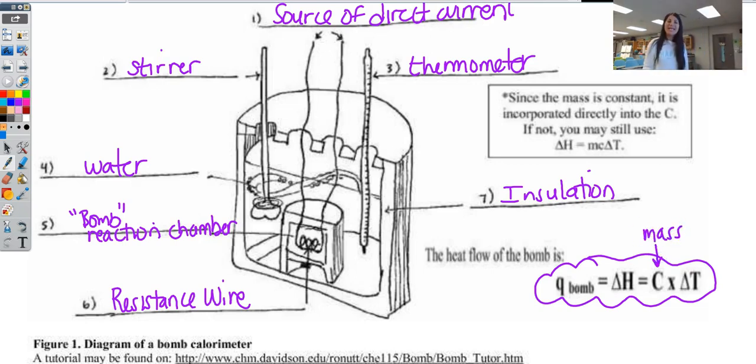And the C is actually the heat capacity. So the mass is incorporated right in with this heat capacity. It has the mass already in there. Okay, so that mass has been incorporated. So if they give you the heat capacity of the bomb, they have figured it out already, and that's when you're going to use the CΔT equation, okay?